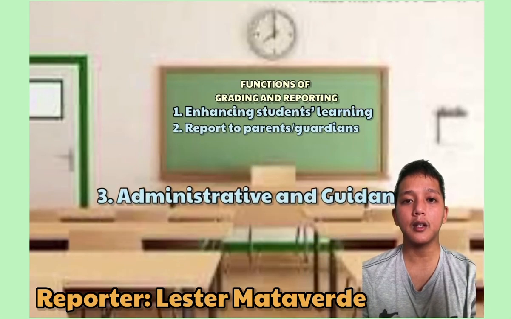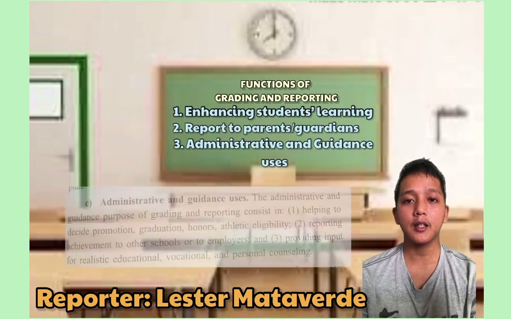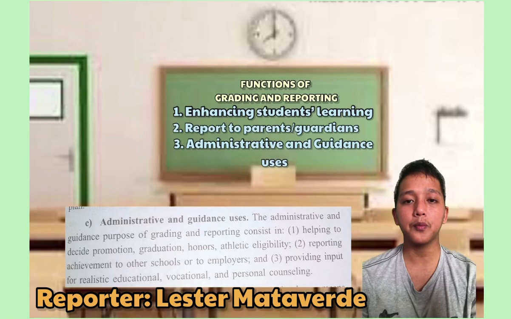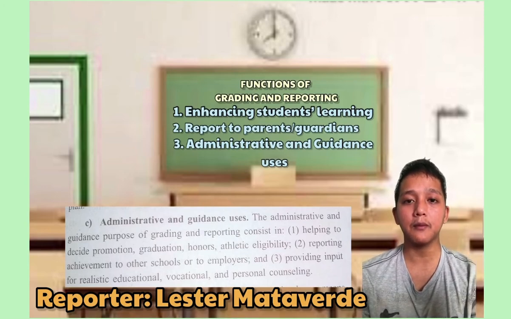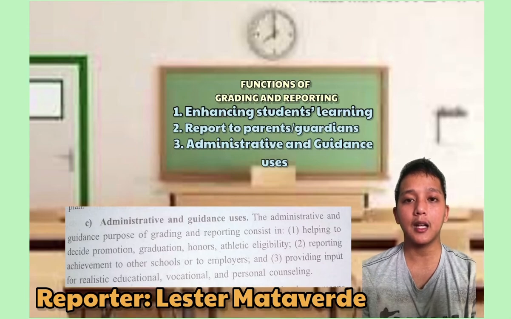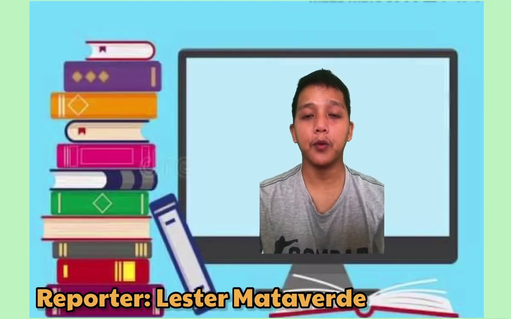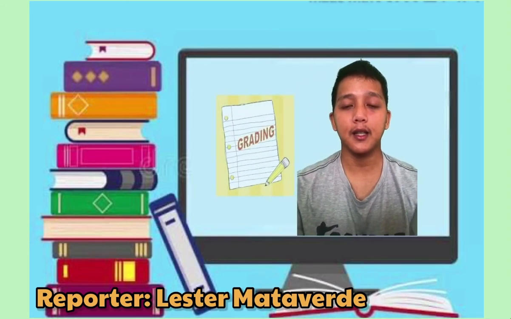The last function of grading and reporting systems is its administrative and guidance uses. The administrative and guidance uses and purposes for grading and reporting consist of the following. The first one, helping to decide promotion, graduation, honors, and eligibility. The second one, reporting achievements to other schools and employers. And the third one, providing input for realistic educational, vocational, and personal counseling. These three main purposes of grading and reporting by no means exhaust all possible uses of the activity.